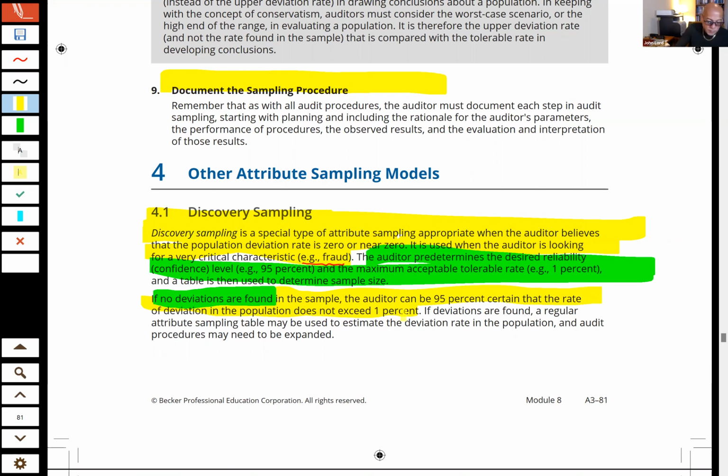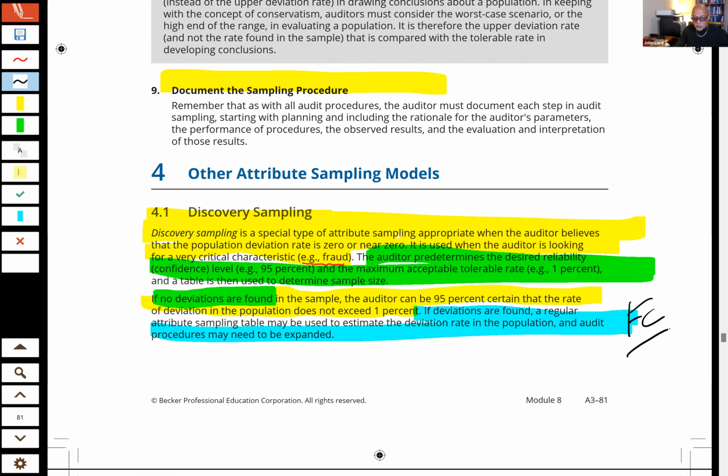Now, if I find more deviations, then I'm probably going to say, well, look, this is falling outside of what we would really expect. We're going to have to pull a larger sample now to give you an extent as to the pervasiveness of this problem, because we really should never find the problem.